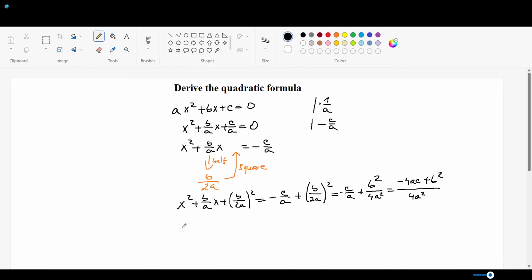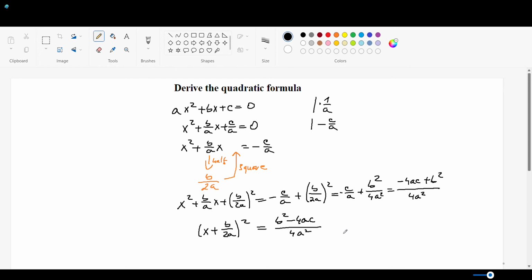So my equation, and I will simplify the perfect square, I will rewrite it as a perfect square, so it becomes x plus b over 2a squared equals, and I will rearrange this expression a little bit to have it nicer: b squared take away 4ac over 4a squared.